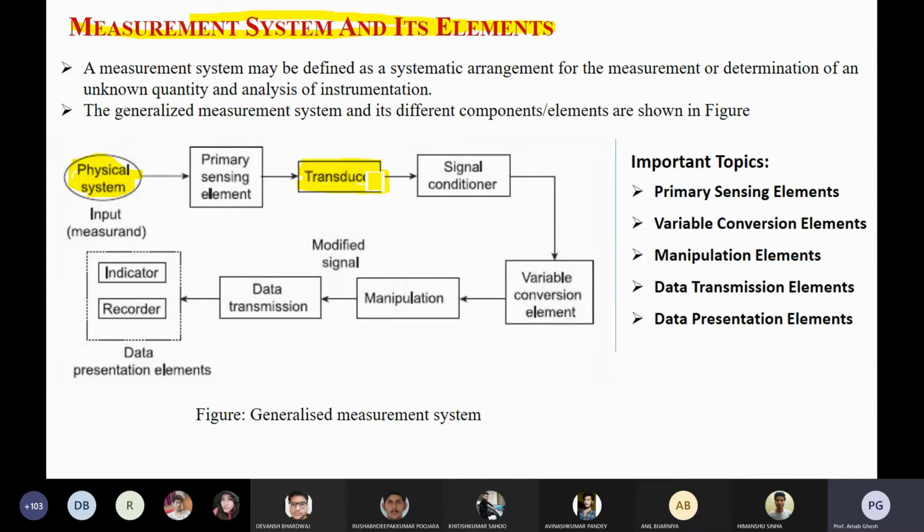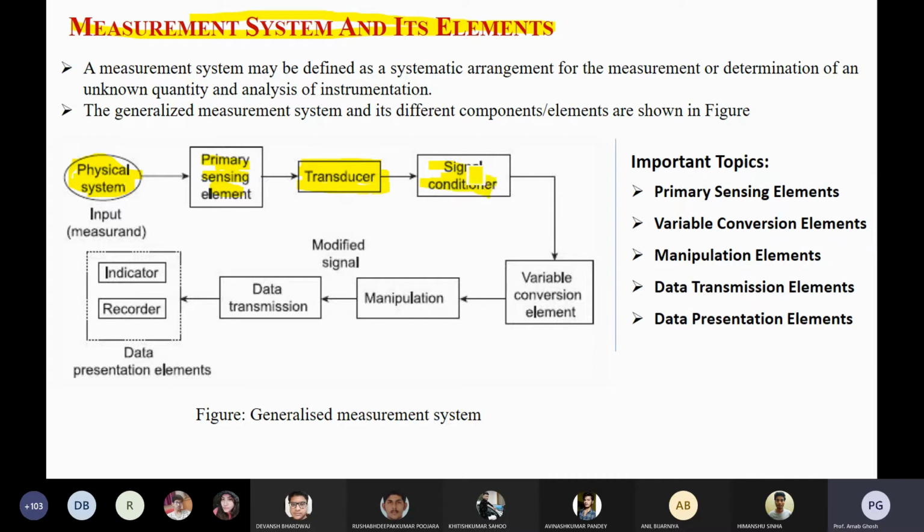The primary sensing element, in our body, is like the temperature sensors in the skin that can sense the temperature, and again it is converted to an electrical signal through the transducer. Then the signal conditioner is there. What is the purpose of the signal conditioner? The electrical signal is coming, but its magnitude is very small. Why is it very small? You can understand, some pressure is acting across the quartz crystal.